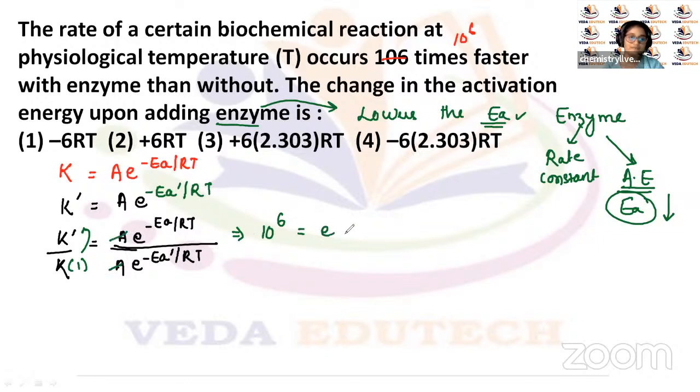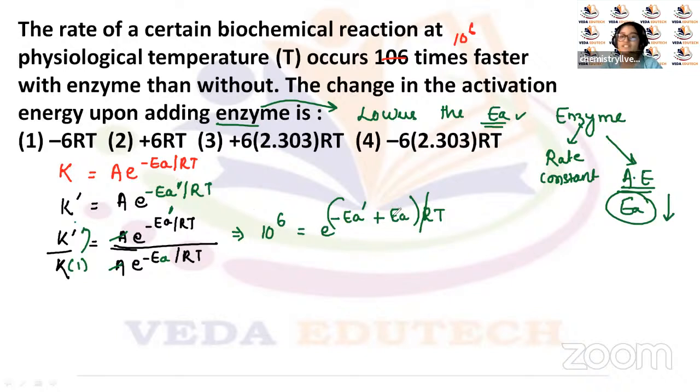Now e to the power, okay, just a minute, there's a change here, because this is the new one and this is the original one. So you just make changes here. This was a mistake that we made, just change it, because this is Ea dash for k dash and Ea for k. So now e to the power minus Ea dash plus Ea by RT, just like the similar case of x to the power 2 by x to the power 3. We write x to the power 2 minus 3. Similarly we are going to write here.